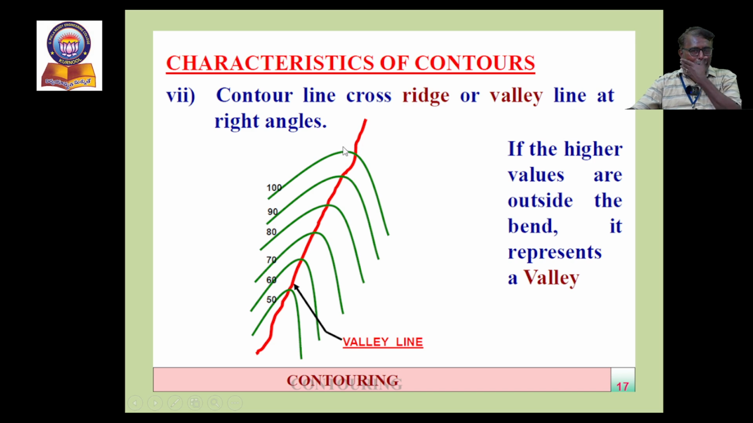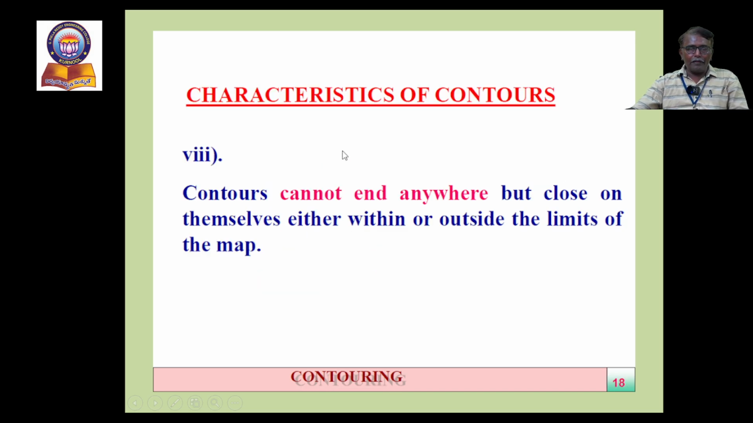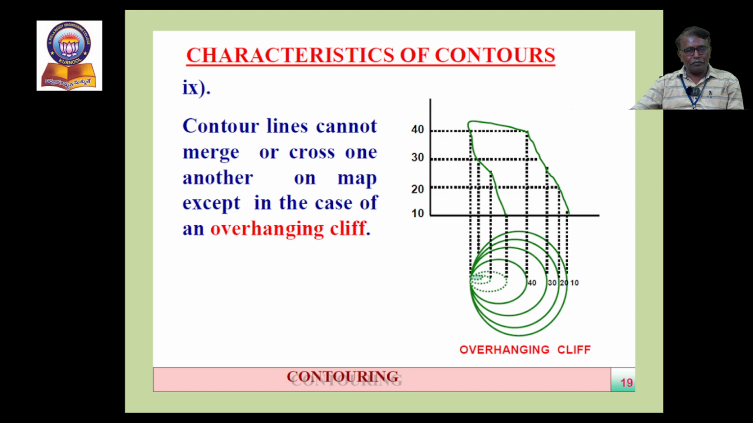The next characteristic is that contours cannot end anywhere, but close on themselves either within or outside the limits of the map. If the map size is restricted, the contour lines cannot end inside the contour map. They may continue out of the sheet, out of the map.